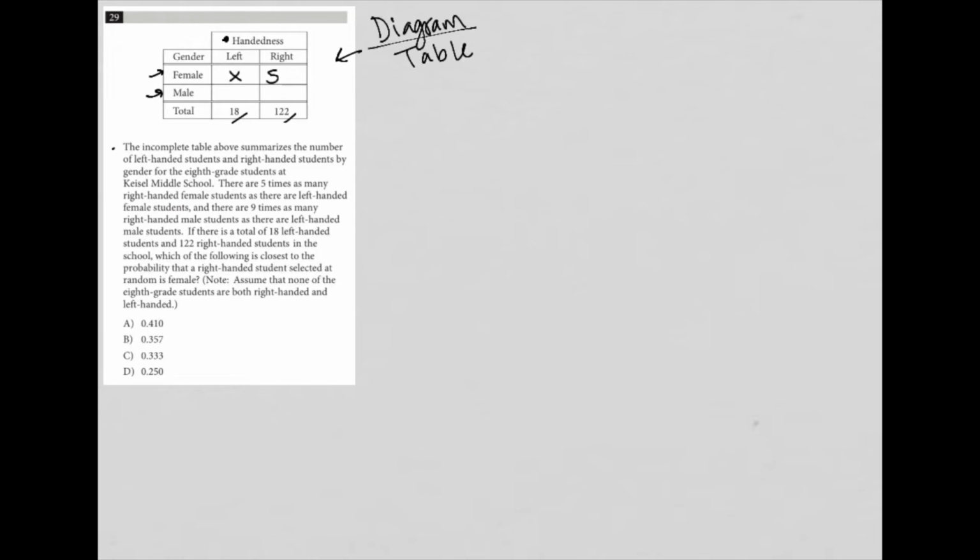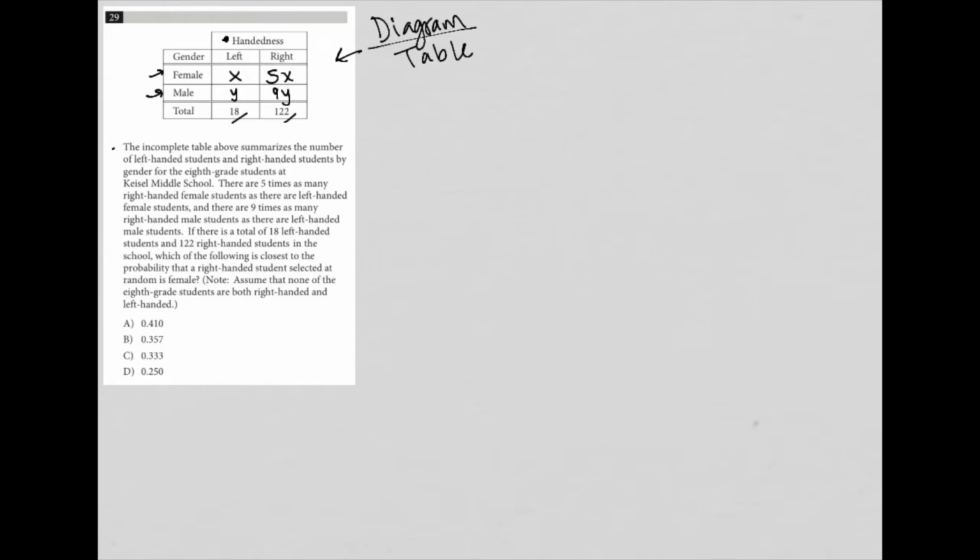And I do know that there are 5 times, right? 5 times X number of right-handed female students. And there are 9 times as many right-handed male students as there are left-handed male students. So once again, I don't know the number of male students. Can't call it X though, because then that means that it will be the same as female. So I'm going to call it Y. And I do know that there are 9 times Y for the right-handed male students.